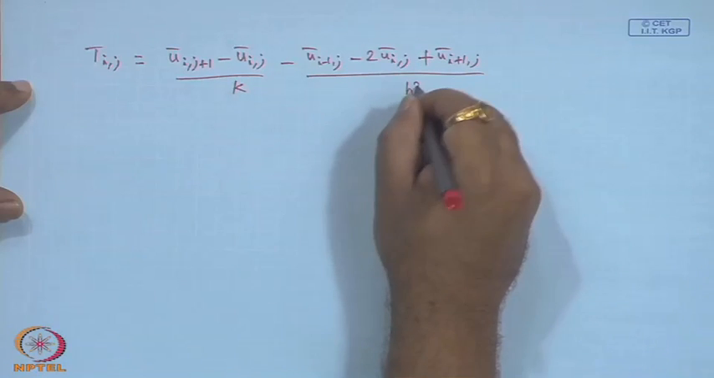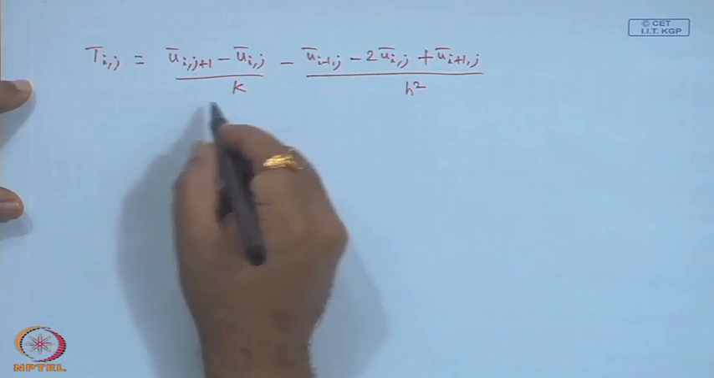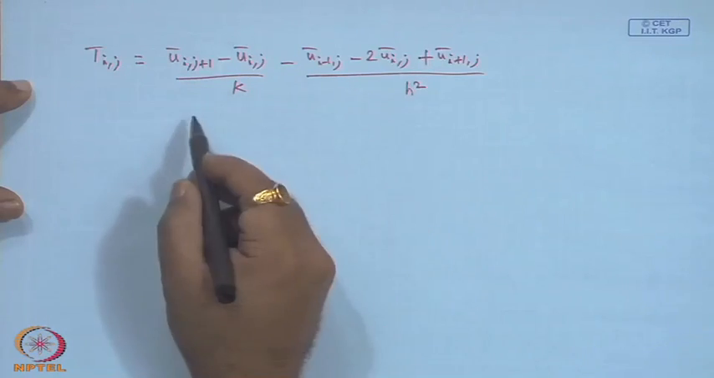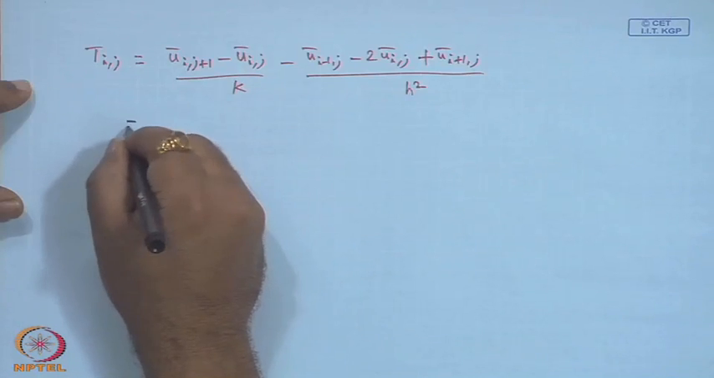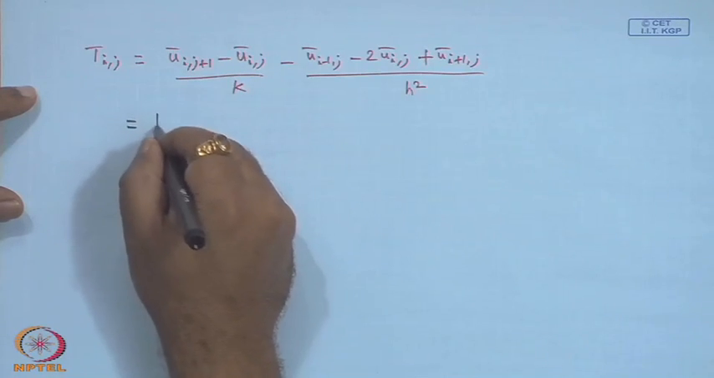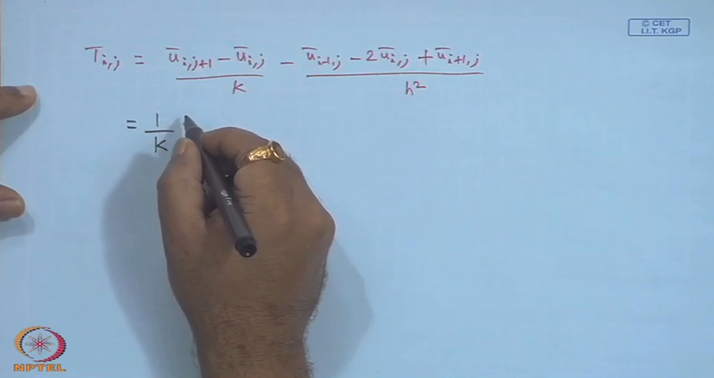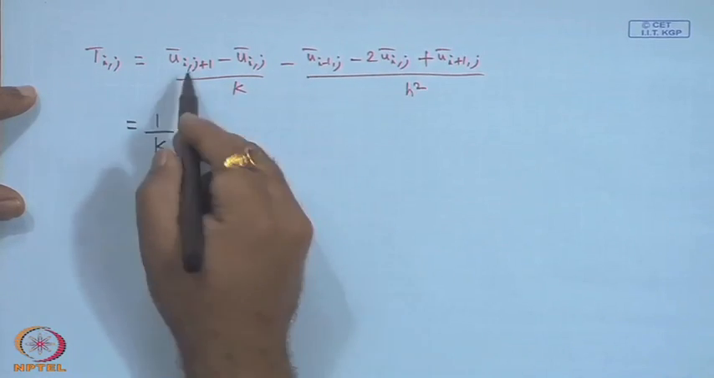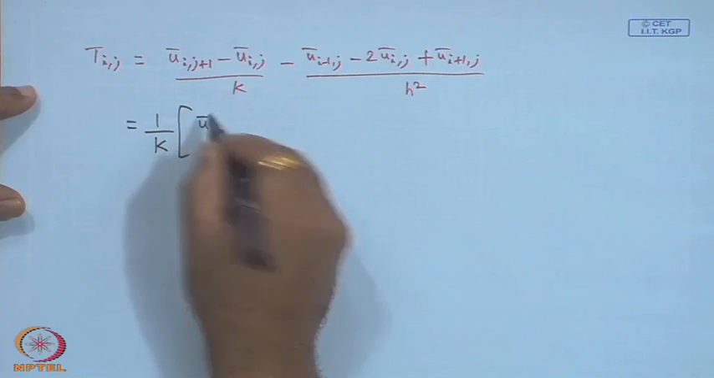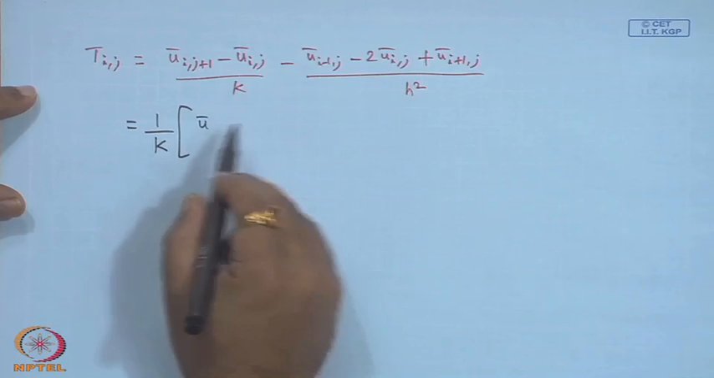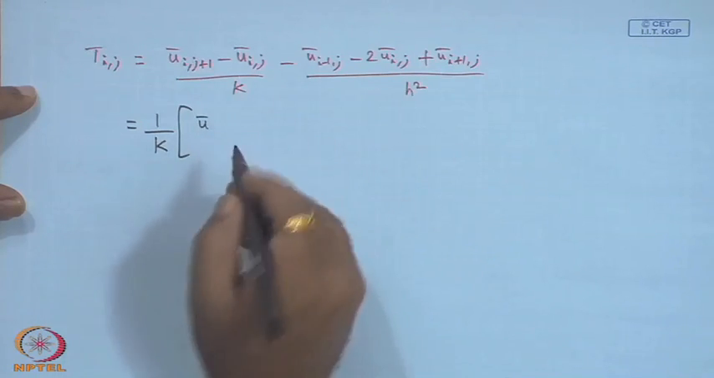Okay. So, this is the scheme. Now we have to substitute the Taylor series expansion, which we have done previously. So, therefore, this reduces to, so I keep 1 over k here. Okay. Then j plus 1, this is u bar. I am not writing evaluated at x i, t j, okay, that is understood, please.